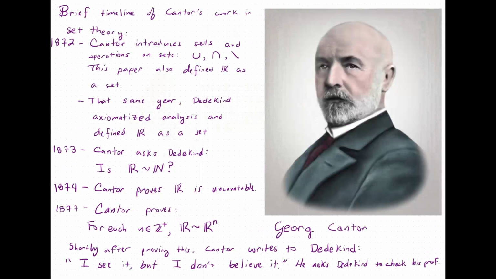In 1877, Cantor proved that for each positive integer n, the real numbers are equinumerous to R to the n. And he was so shocked by this result that he wrote to Dedekind saying, "I see it, but I don't believe it." And he asked Dedekind to check his proof.